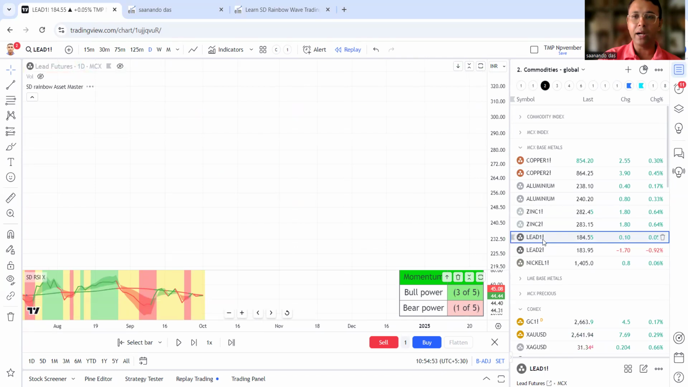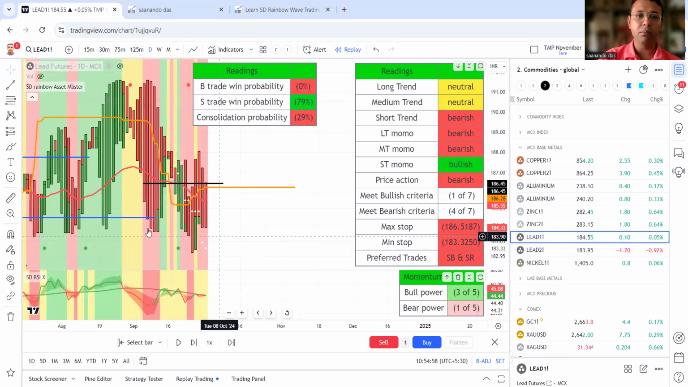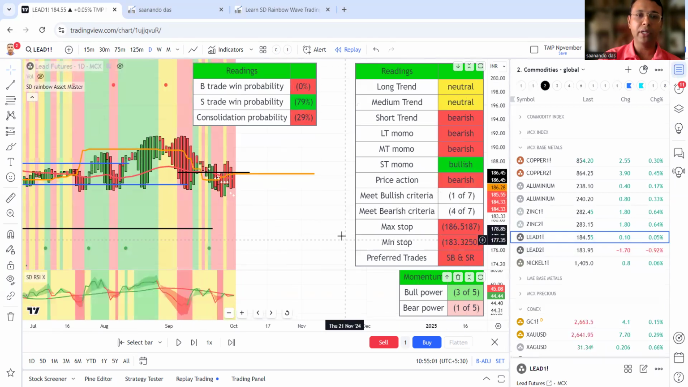This is lead. Lead I'm largely avoiding. It's in a very tight range, and nothing is happening largely in lead.